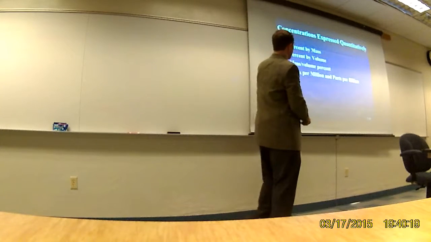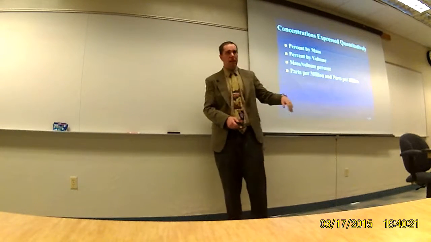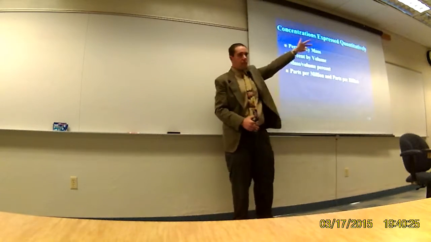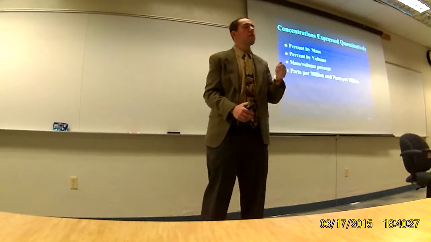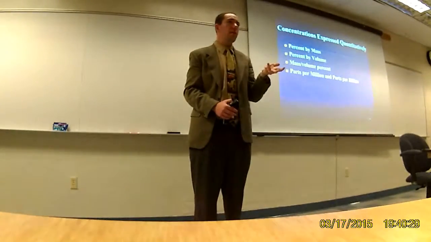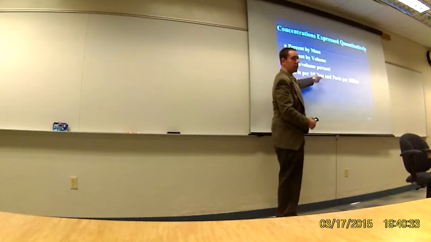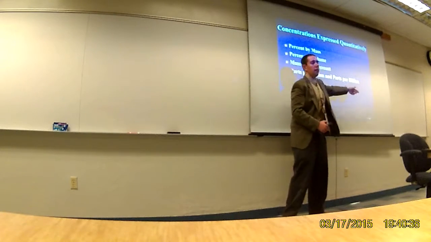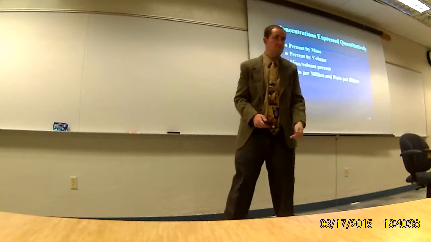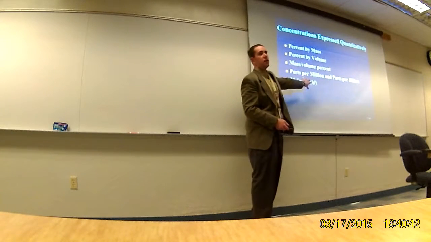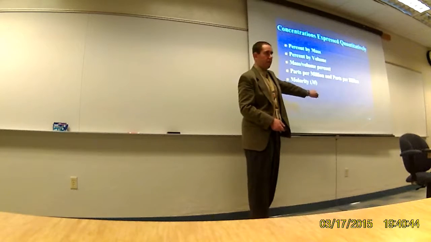You can do parts per million, parts per billion. This is essentially percent by mass, except when you solve for a percent, you know how you multiply by 100 at the end? For parts per million, you multiply by a million instead of 100. Parts per billion, you multiply it by a billion rather than 100. Then there's molarity. Molarity is the one we're going to spend all our time on.